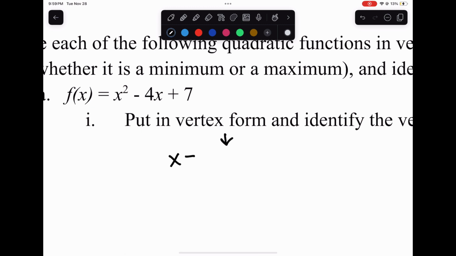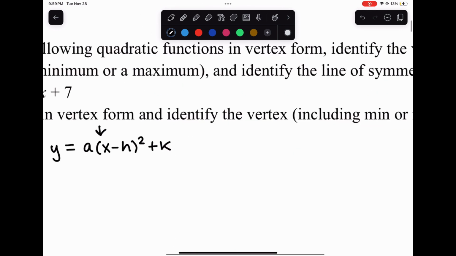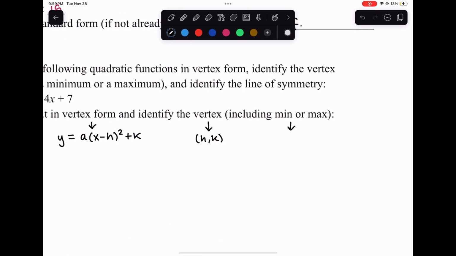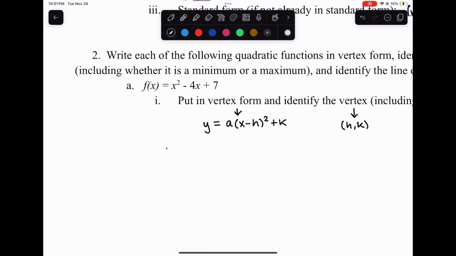Now let's write each of the following quadratic functions in vertex form. We can see that the vertex form is y is equal to a times x minus h squared plus k. And so we'll need to find the vertex, which is h and k. Minimum or maximum depends on the leading coefficient of the function and whether that is positive or negative.